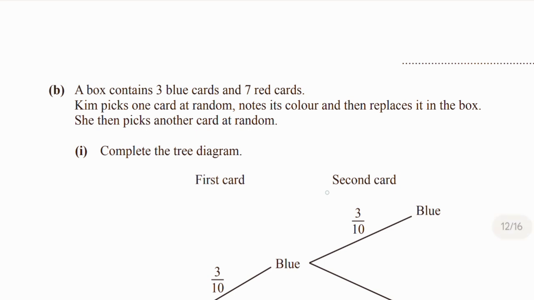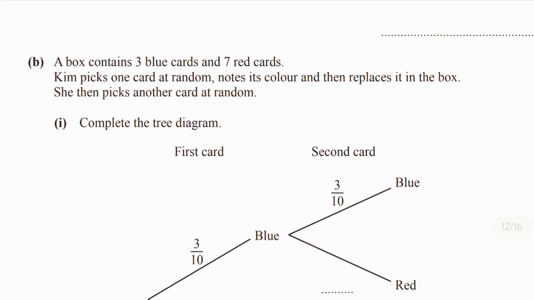A box contains 3 blue cards and 7 red cards. Kim picks 1 card at random, notes its color, and then replaces it in the box. She then picks another card at random. Complete the tree diagram.